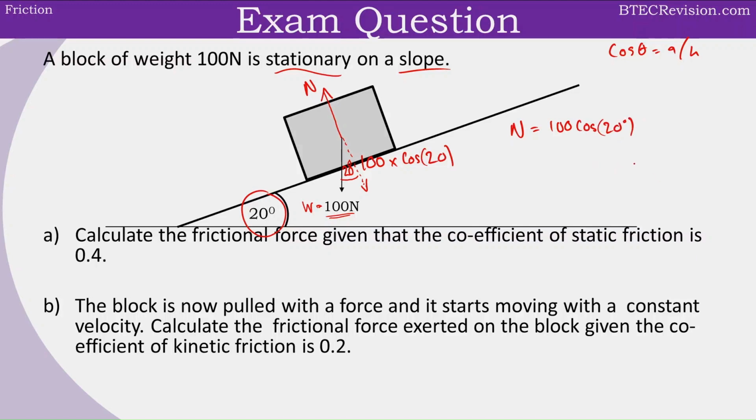Now we can plug this into our equation, which is going to be F, and in this case, static, that's equal to mu s times the normal, and that's equal to 0.4 times 100 cos 20 degrees, which is equal to 37.59 newtons.